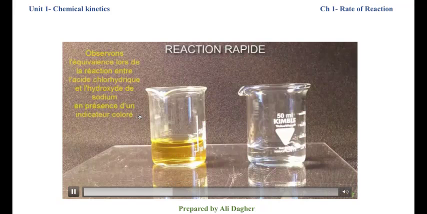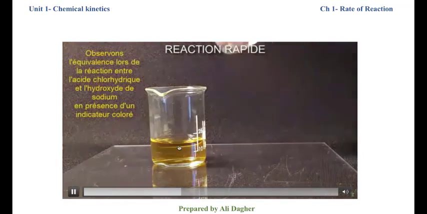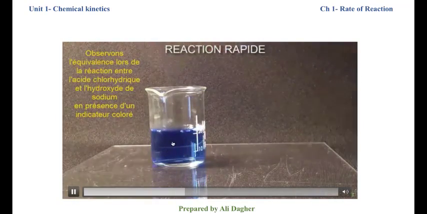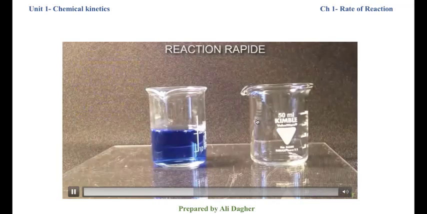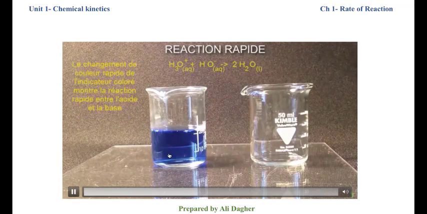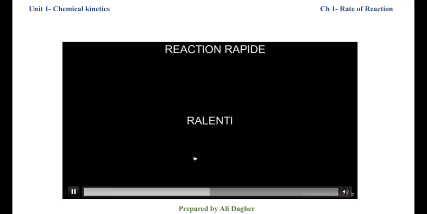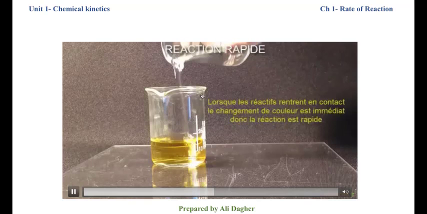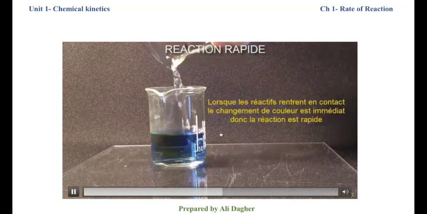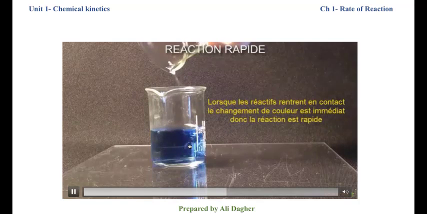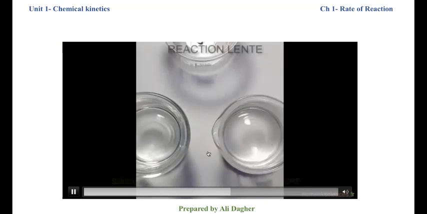Another example of a fast reaction is between an acid and a base. We have in this beaker hydrochloric acid containing bromothymol blue, a colored indicator that gives yellow color with acid. When we add base, we observe the change in color from yellow to blue in a moment. This reaction is fast also. In slow motion, at the moment of the addition of base, sodium hydroxide, we observe the formation of blue color because base with bromothymol blue gives blue color. Then this reaction is fast.